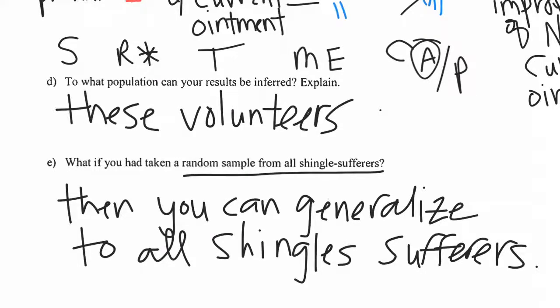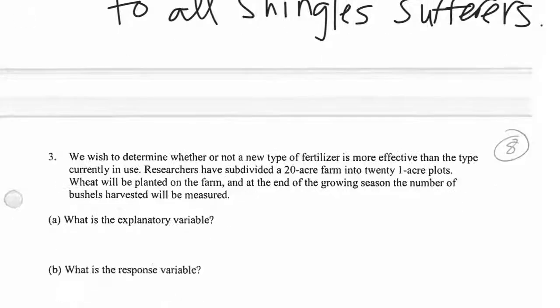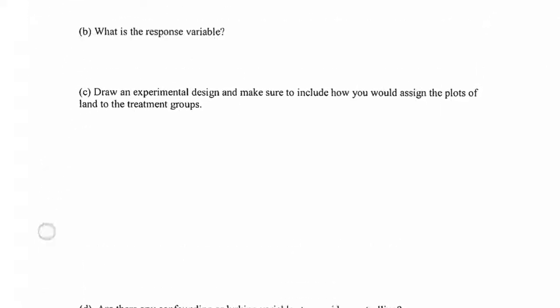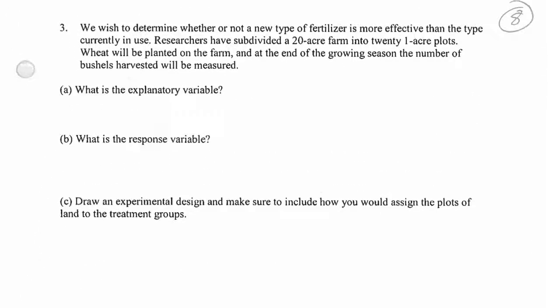Sufferers. Okay, very good. All right, so now we're just going to practice that a few more times. So let's take a look at number 3. So pretty much from now on, this is practice, practice, practice. So here we go. Number 3.